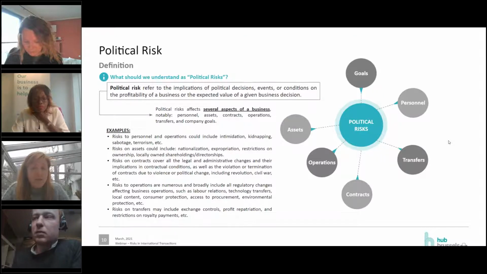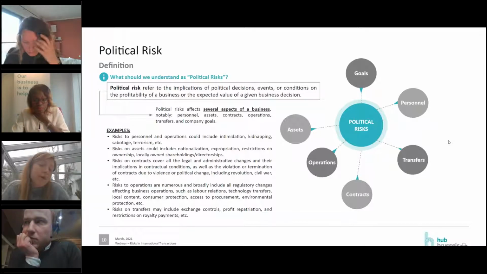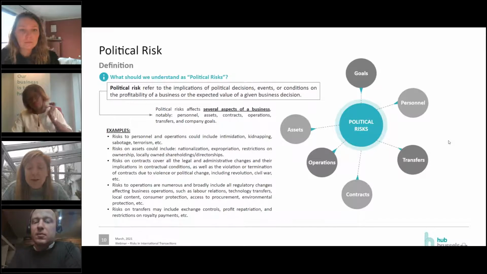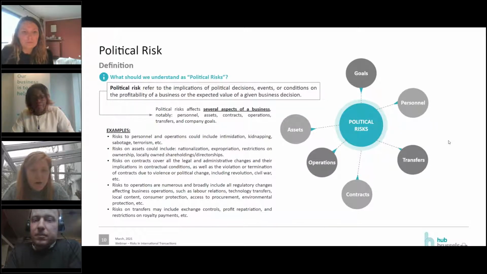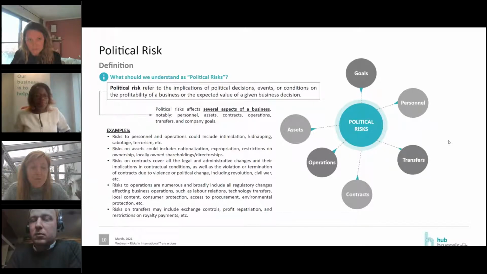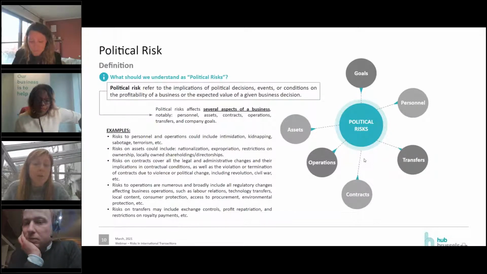Basically, political risk affects several aspects of a business. It can be the personnel, it could be the assets, as I just explained, contracts, the example I was dealing with before, and also company transfers and company goals in the end, because every company should have a goal. If the assets are taken, or if things are not happening as they were planned, the goals of a company are also affected. So this is the definition of political risk. Corruption can also be a political risk. Expropriation can be a political risk. So we have many different options for political risk. Maybe now we can launch the first question on whether the companies present here today are subject to those political risks. It would be good to have a poll on that.